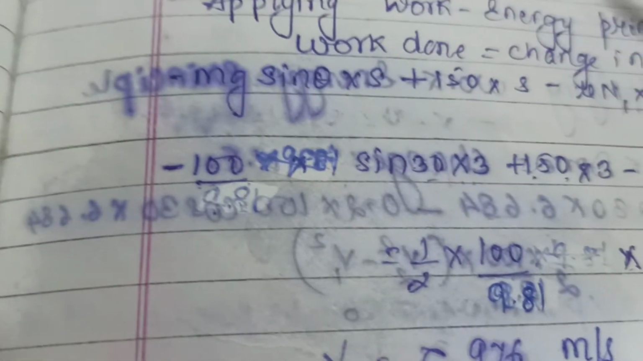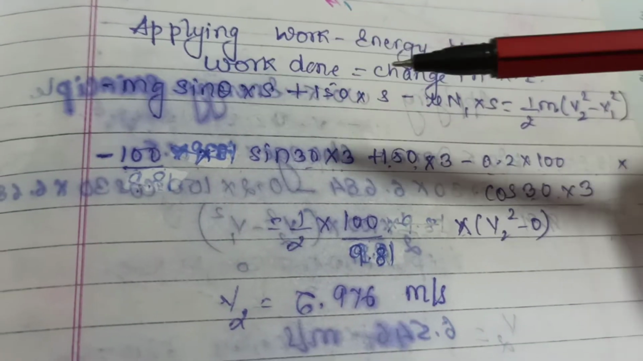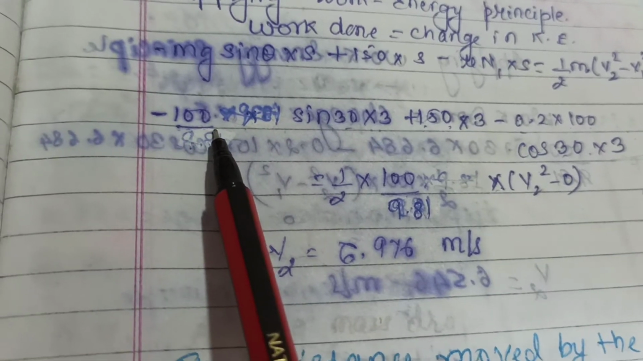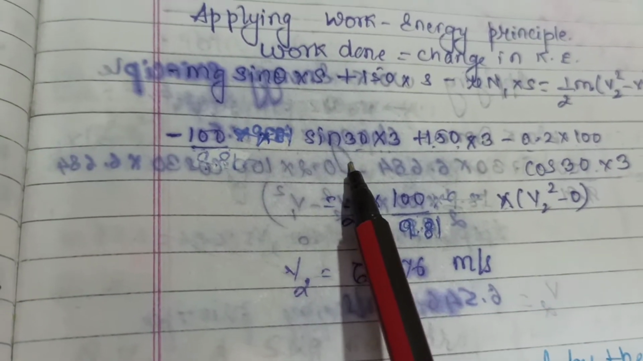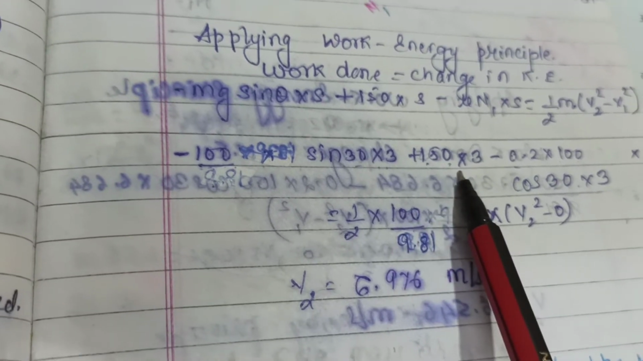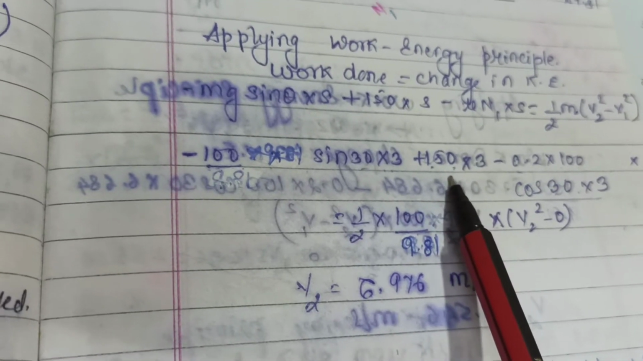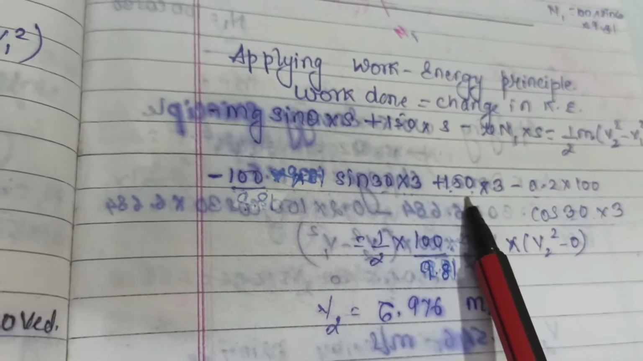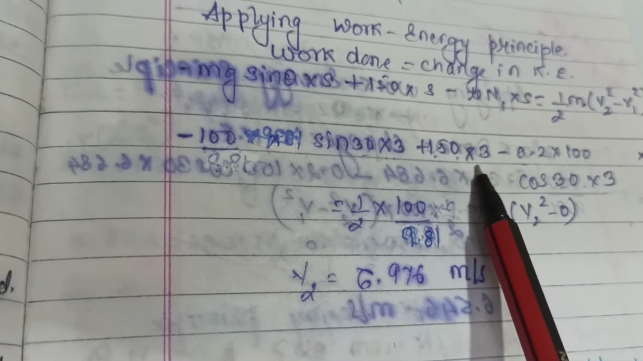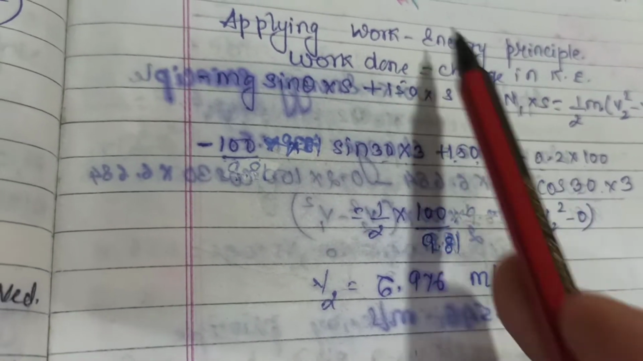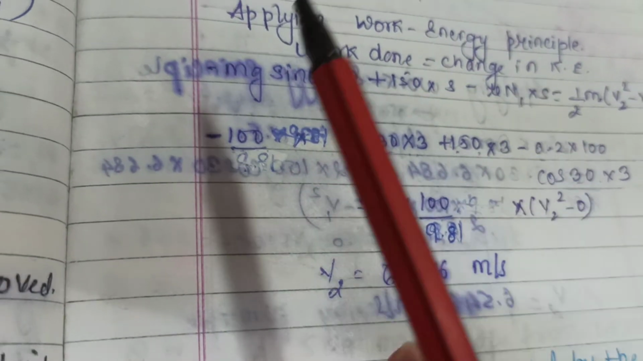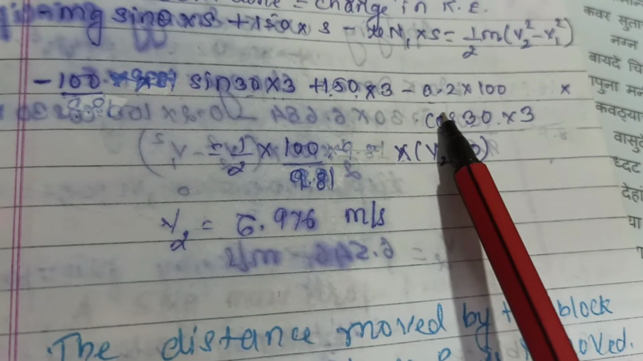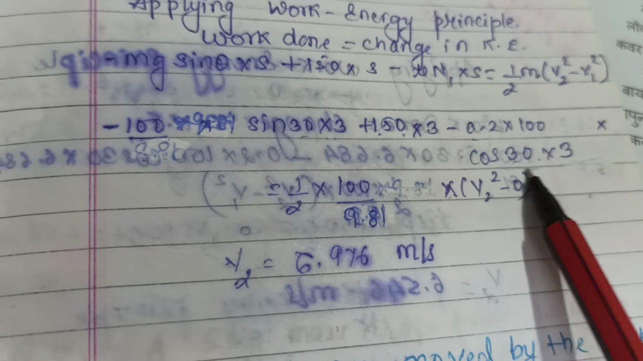So this is the equation of the work energy principle. We'll apply the work energy principle. Work done is equal to change in kinetic energy. So here it is 100, the weight, multiplied by sin 30 into the distance traveled, 3, plus 150, the external force P, multiplied by the distance of 3 meters, minus, because the force of friction is acting downwards along the plane, in the negative direction of the x-axis, the force of friction 0.2 times 100 cos 30 into 3.